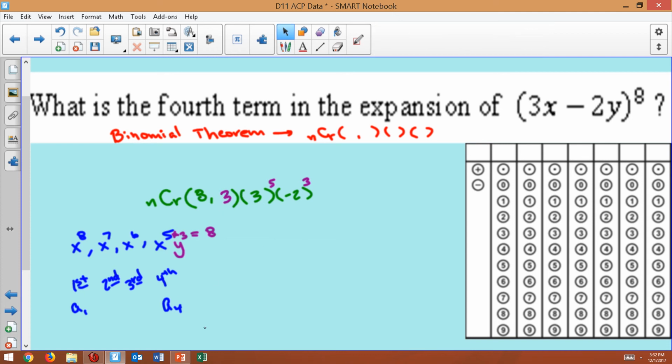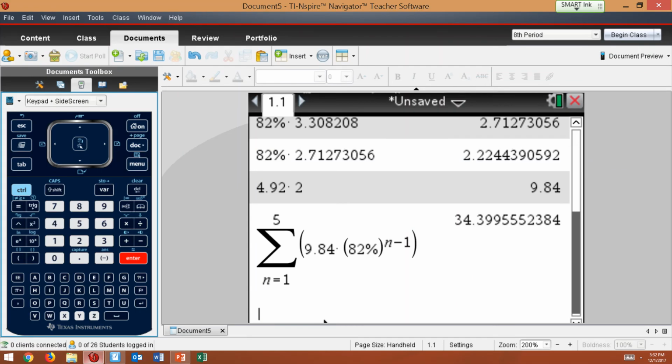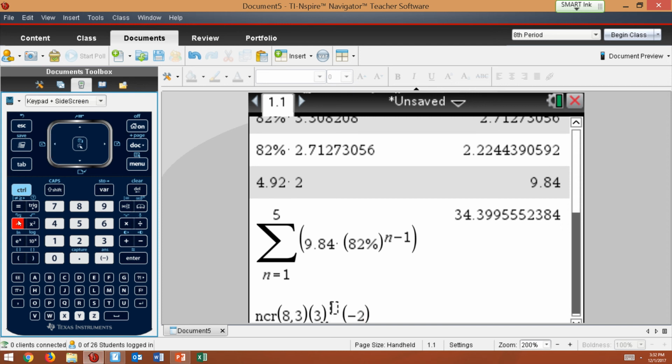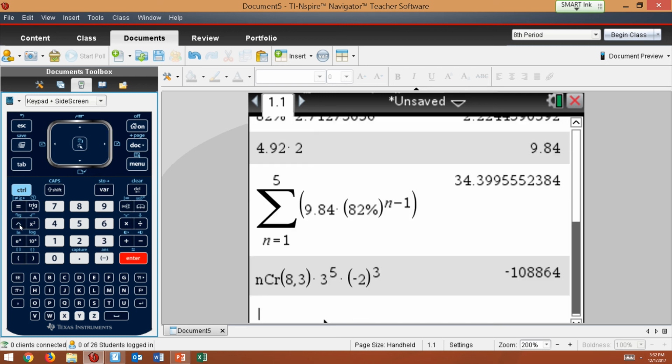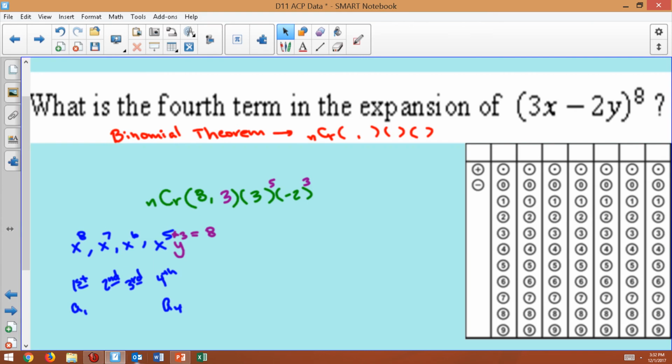So let's go over to our calculator, and we'll type this in. We have nCr. I just straight up type that in, then do parentheses. 8, comma. We chose 3. Close your parentheses. And then we had 3 and negative 2 as the other parentheses. Now the 3 had a power of 5, and the negative 2 had a power of 3. And I press enter. I should get negative 108,864.